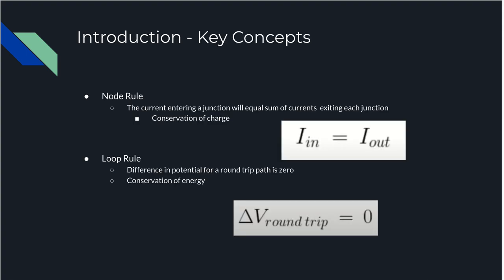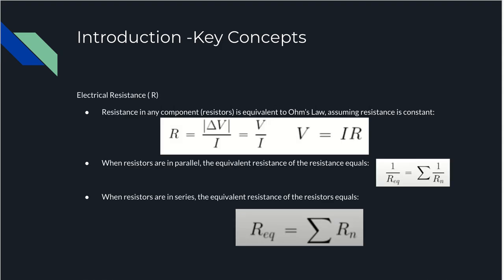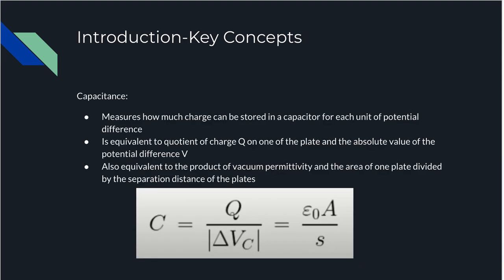So this lab was based on the node rule, where the current in equals the current out, and the loop rule, where the sum of the changes in potential differences equals 0. This was the electrical resistance equation: resistance equals change in potential difference over current, and then these were the resistance equations. When they're in parallel, it's the inverse. When they're in series, it's not the inverse. So this is the capacitance equation, where capacitance is the charge over the change in potential difference.